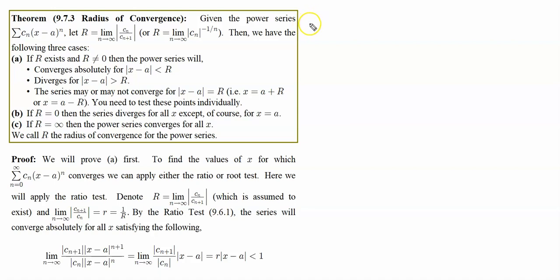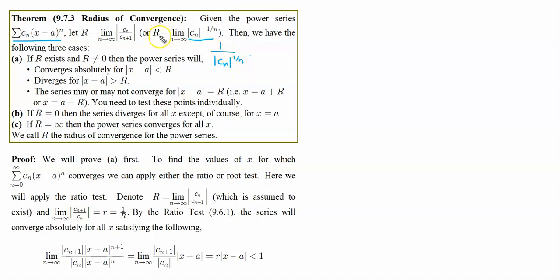Now here's a statement of our theorem that's motivated by our previous discussion. If we're given a power series like this, and we let R be the limit as n goes to infinity of Cn divided by C sub n plus 1, or if we had used the root test, then R would be defined as the limit as n goes to infinity of 1 over the nth root of Cn. Notice that this quantity right here is 1 over the nth root of the absolute value of Cn.